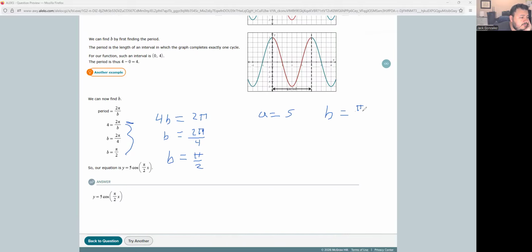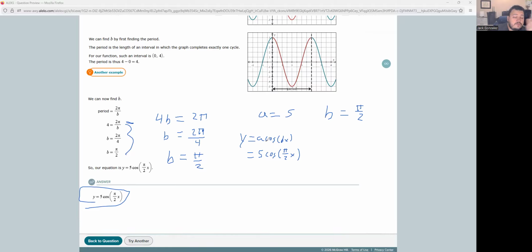You just plug them into the formula, it's kind of like a standard form. y is equal to a cosine bx, which will be equal to 5 cosine pi over 2x, and that's it. Just plug it all in. That's why they got this. So using the picture, we get information, and then we plug in that information to this formula here.